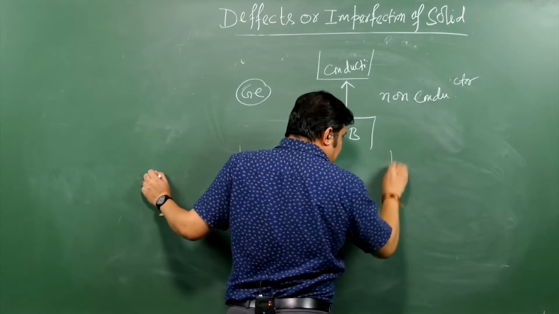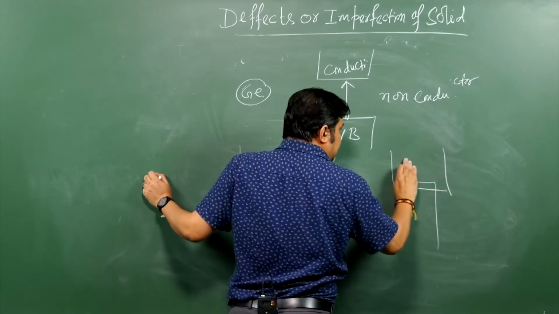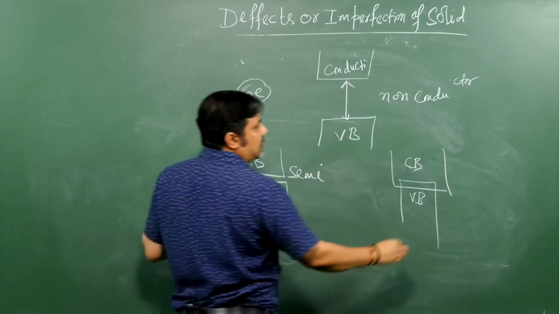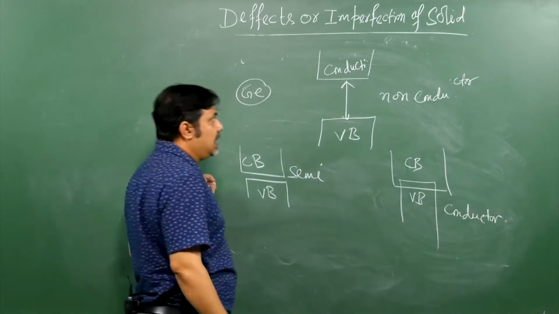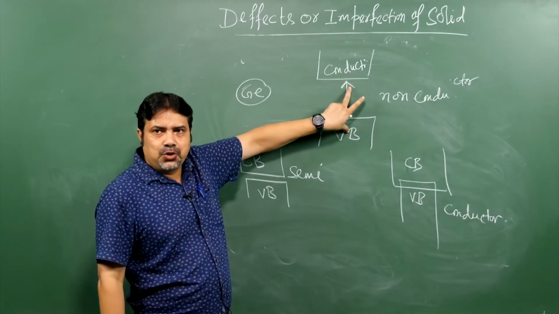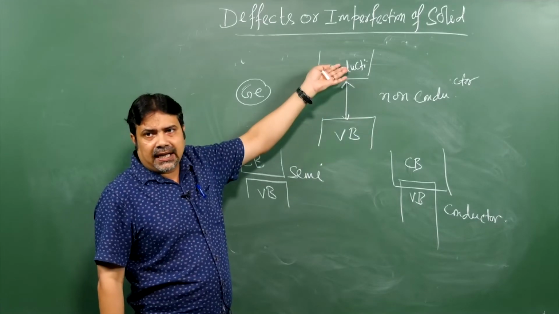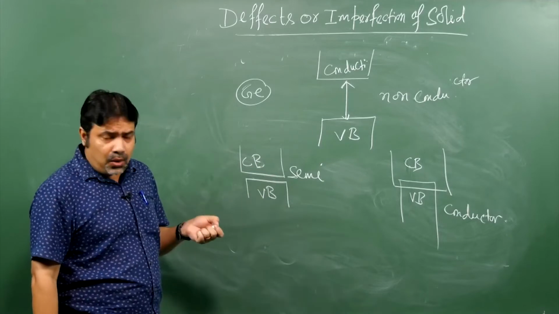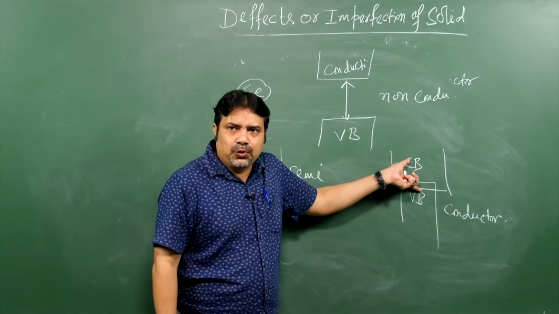And for the conducting material, the conduction band and the valence band overlap each other. This is a conductor material. This is the idea. In a non-conductor, between the conduction band and valence band there is a huge gap, so no electron can go from the valence band to the conduction band. In a semiconductor material, this gap will be very low. But in a conductor, the conduction band and valence band overlap each other.